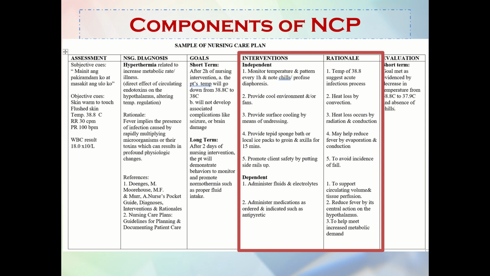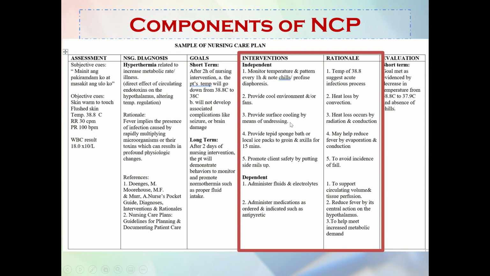Okay? So independent for the hyperthermia, so number one na pwede natin gawin, yung monitor again. Okay? Kadalasan, di ba, we monitor talaga. Temperature and pattern every 1 hour and note chills or profuse diaphoresis. Why? Ano yung rationale? Because temperature of 38.8 suggests acute infectious process. Next, provide cool environment and/or fans. Why? Bakit natin gagawin to? Because it can facilitate heat loss by convection.